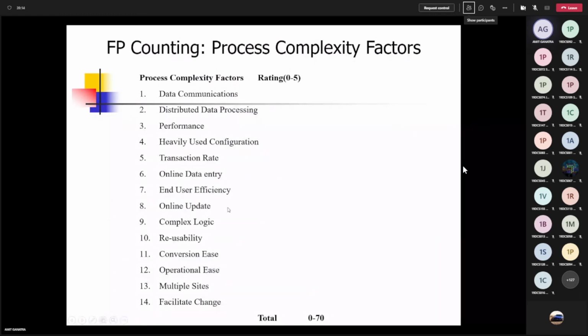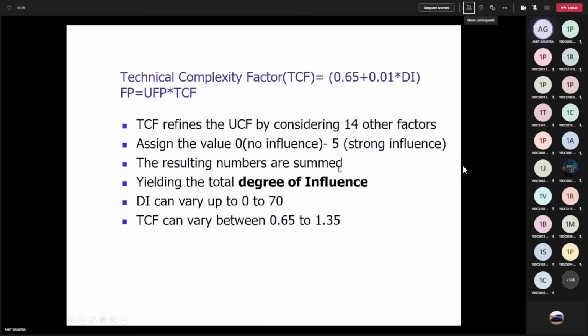For my application, if data communication is moderate, I can give 3. If distributed data processing is there, if yes, then I can give 4 or 5, whatever. If I want high performance, I can give 5. So this way you have to put the value, in the range of 0 to 5, for these 14 parameters. The highest value can be 70, the lowest can be 0. Both are not realistic. So any value between 0 and 70 can be there.